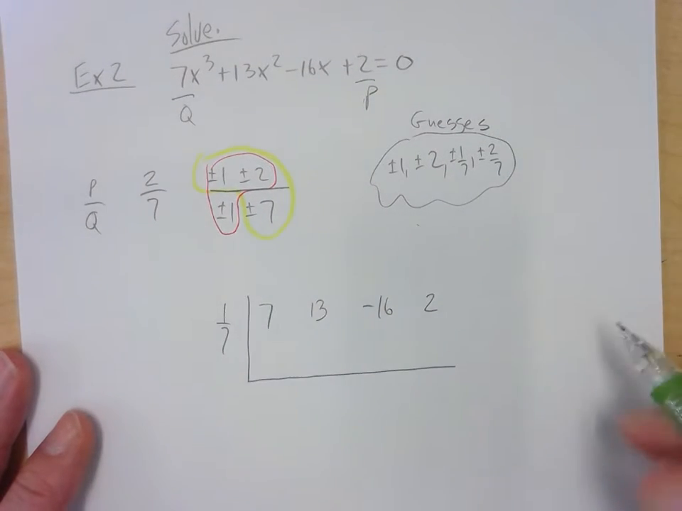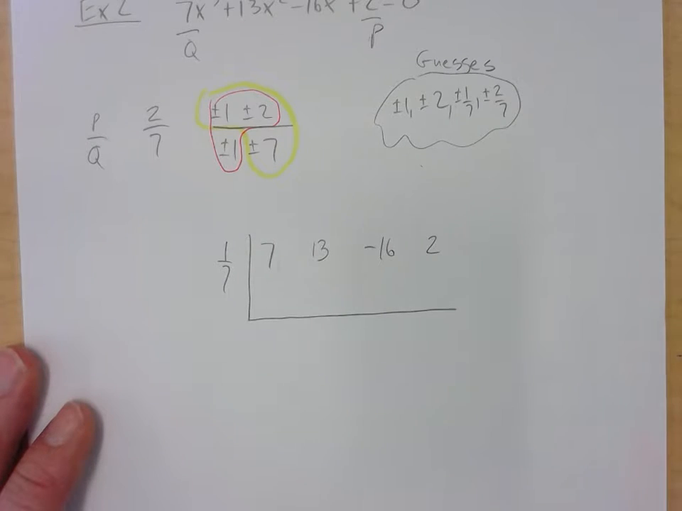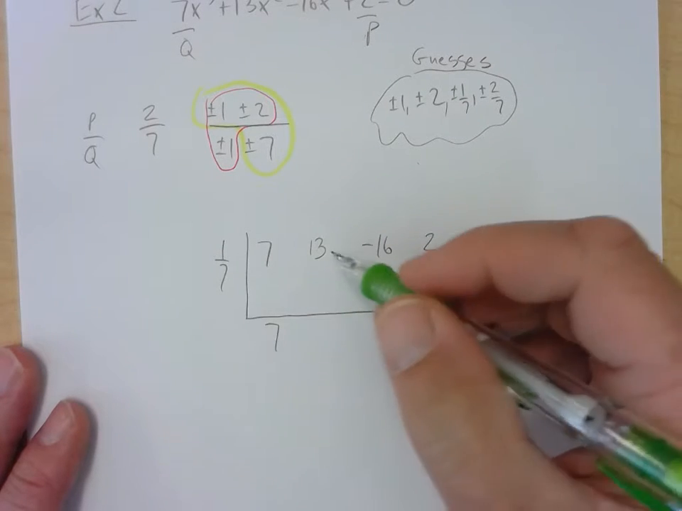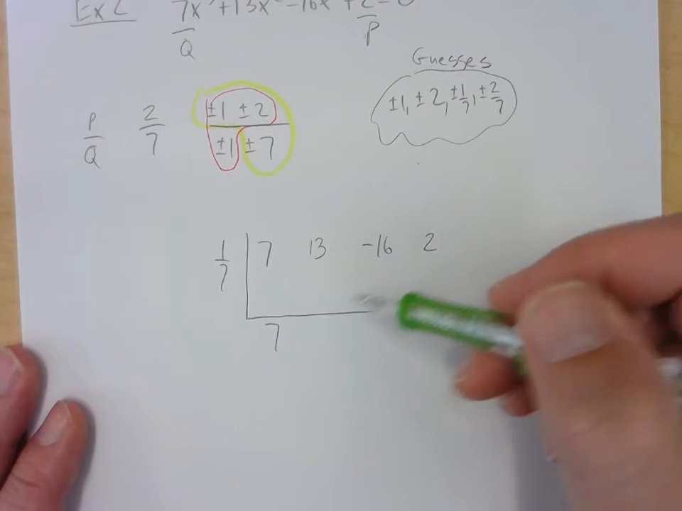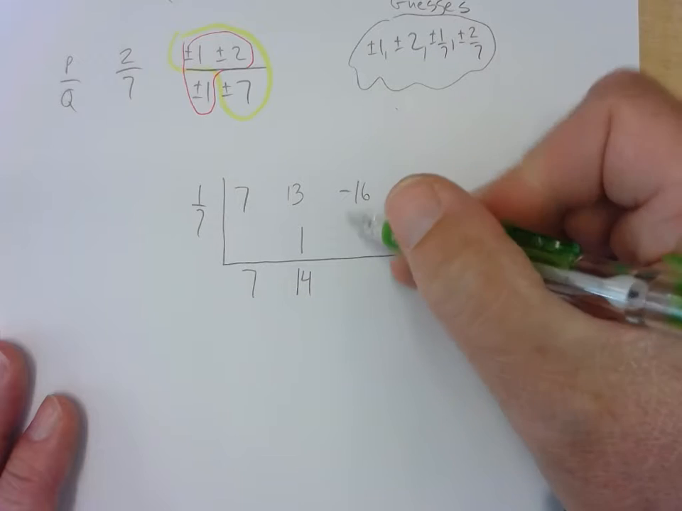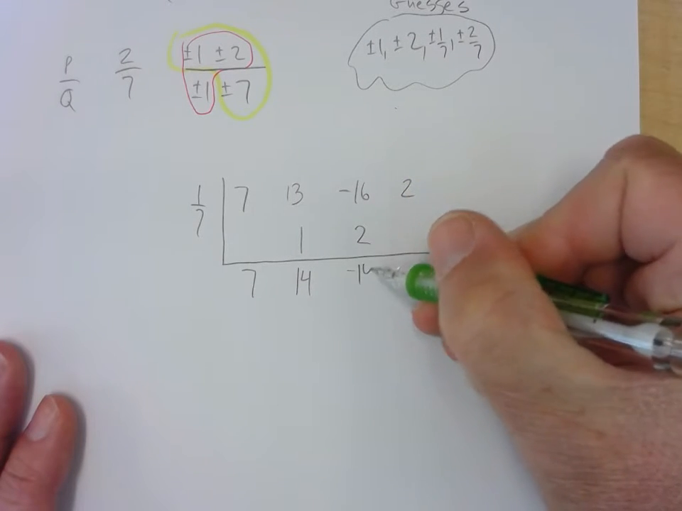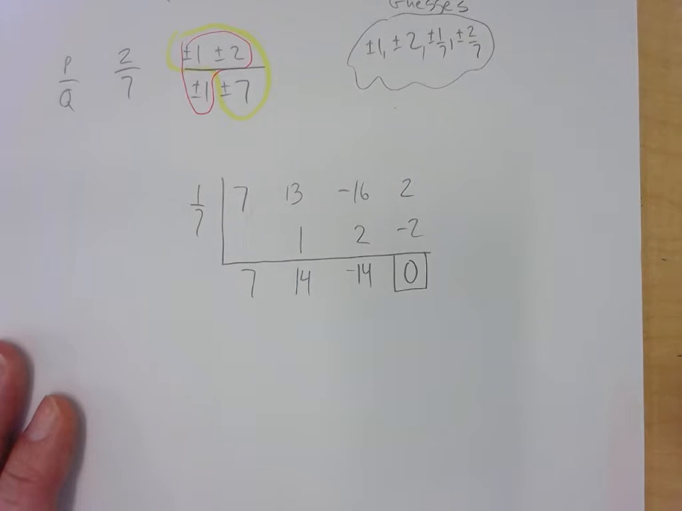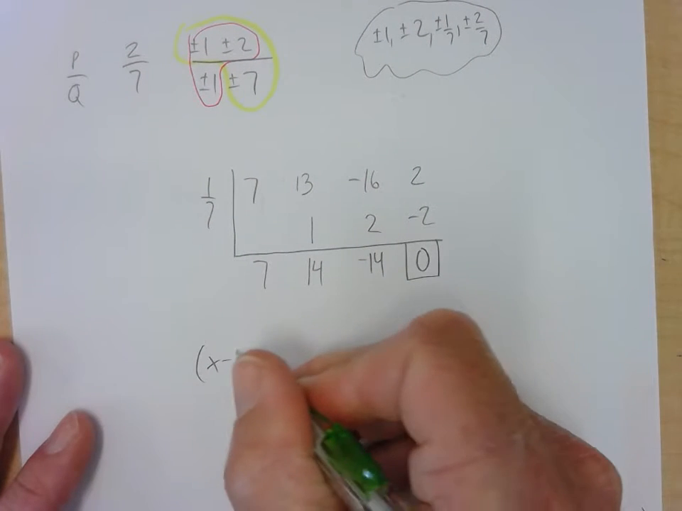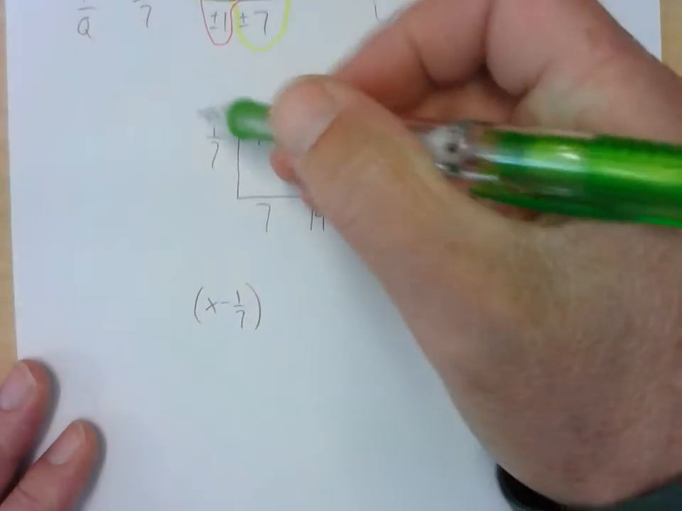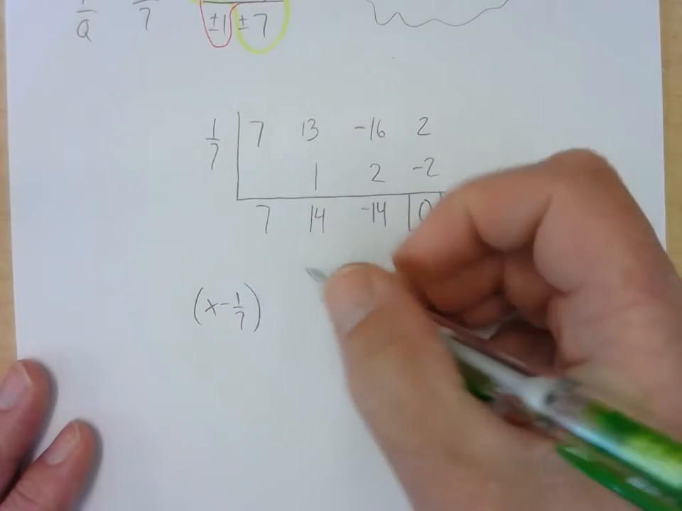Now it's really weird to synthetically divide with a fraction, but you can do it. Same process. Drop the 7 down. 7 times a 7th. That's like dividing by 7 when you multiply by 1/7. So it would be 1. Add 14. Multiply 2, add negative 14, multiply negative 2, and 0. So I know that that's one of the roots, one of the rational roots. So x minus 1/7 is the code for this. 1/7 means x minus 1/7 because you switch the sign and all that business.